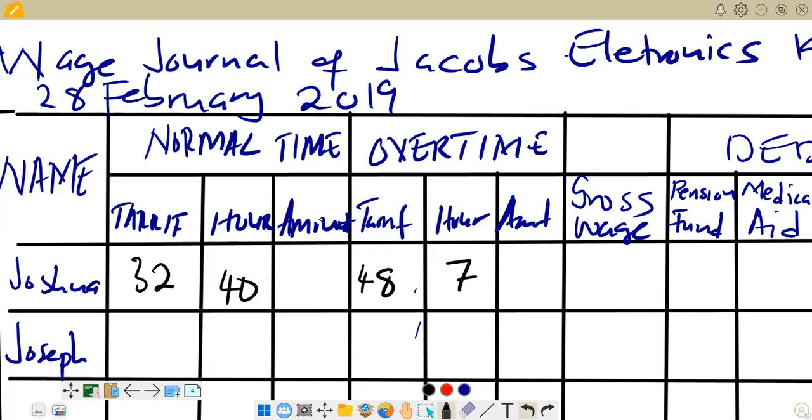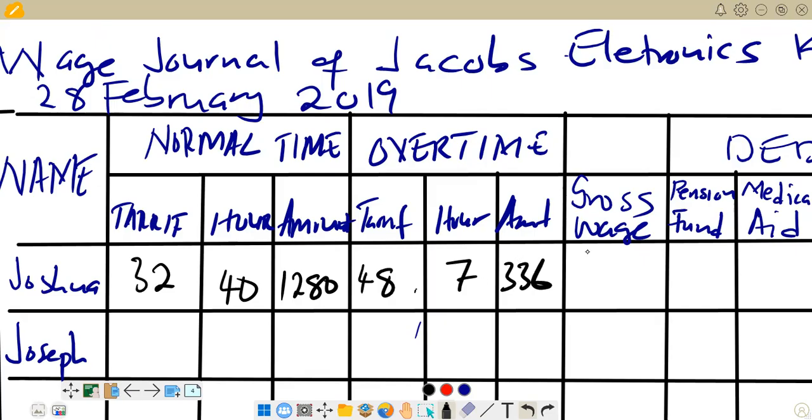So for amount now, this becomes the total amount. We are now saying 32 times 40. The answer that you are going to get there is 1,280. The same here, we are saying 48 times 7. The answer that you are supposed to get there, let's try to verify. 48 times 7, you are going to get 336. So we have 336 there as an amount.